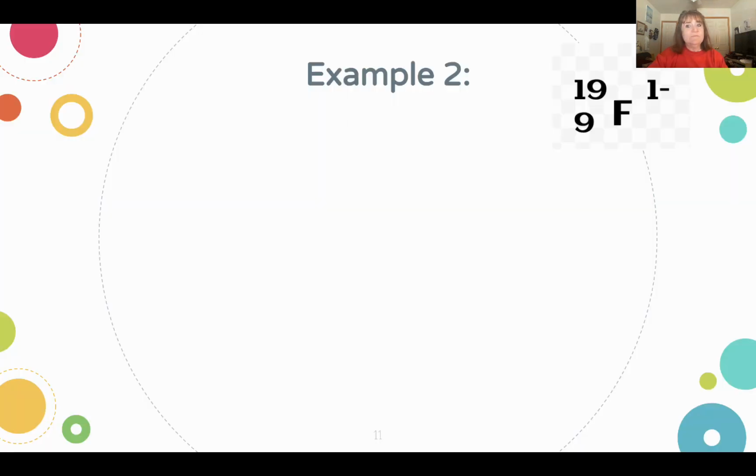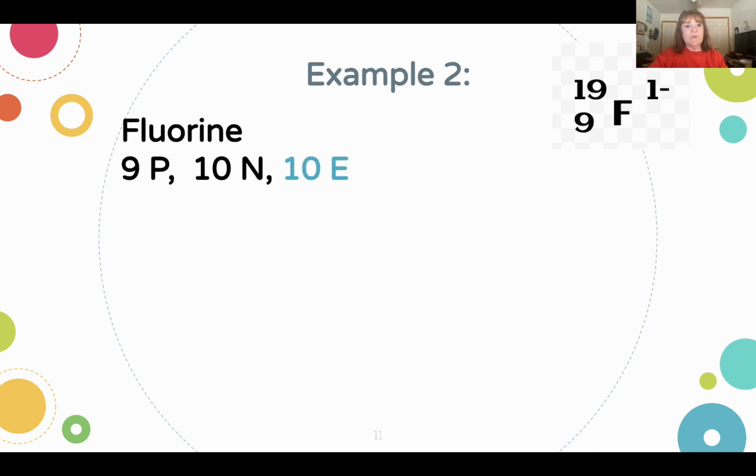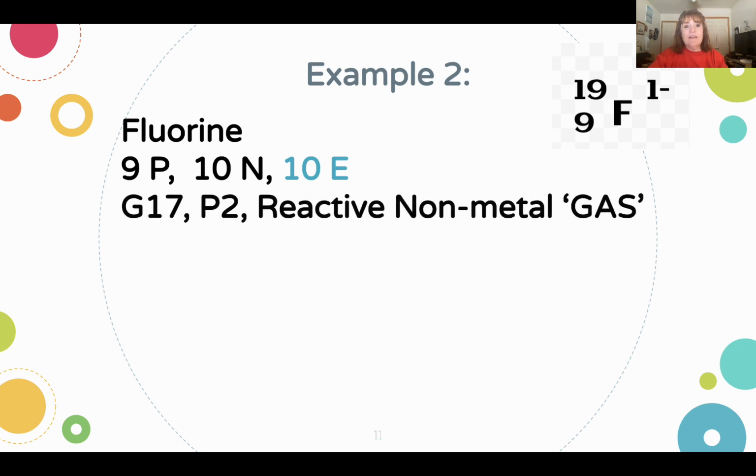Second example, you're given F19, 1 negative. This is fluorine. It has 9 protons, 10 neutrons, and now 10 electrons. It is still in group 17, period 2, and it is a reactive nonmetal gas. Its dot diagram would be F with 7 dots, because the dot diagram is still based on the periodic table, not on the number of electrons that it has.